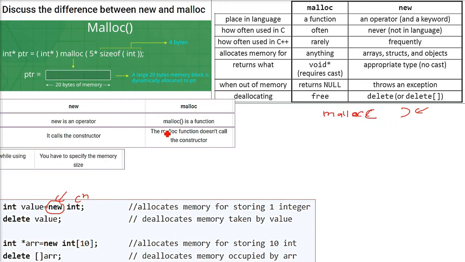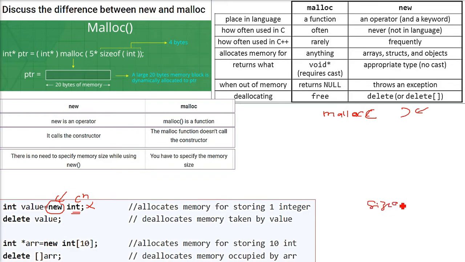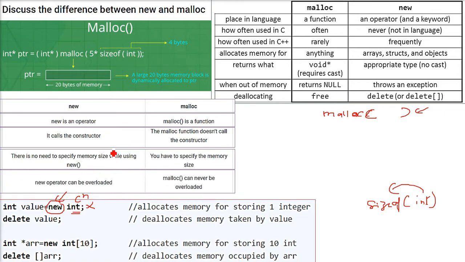Then with new there is no need to specify any memory size. Did we specify memory size here? No, it has already taken 4 bytes. But in malloc, if you remember, we have given sizeof(int), that is, 5 times the size of an integer, because I want 5 memory locations for integers. So you have to specify the memory size. The new operator can be overloaded. Malloc is a function, and it cannot be overloaded.